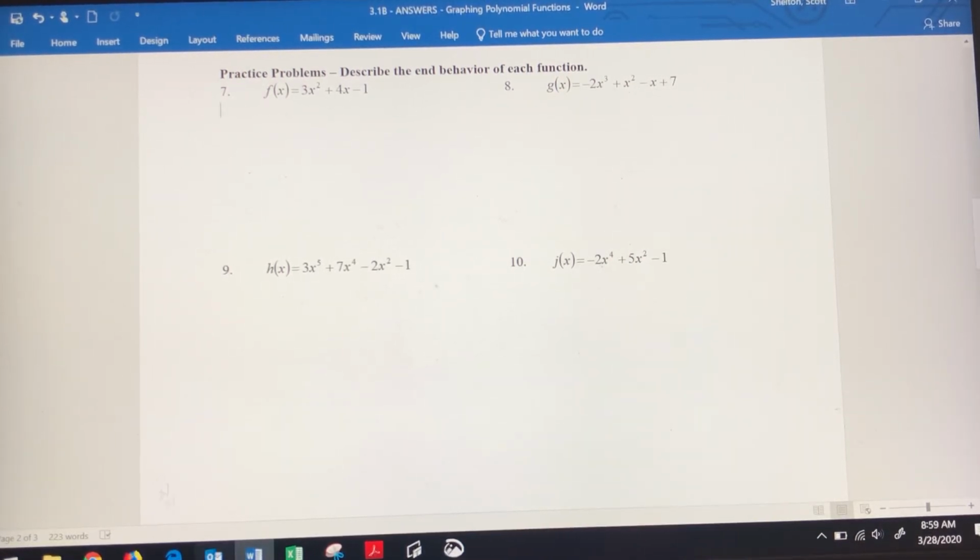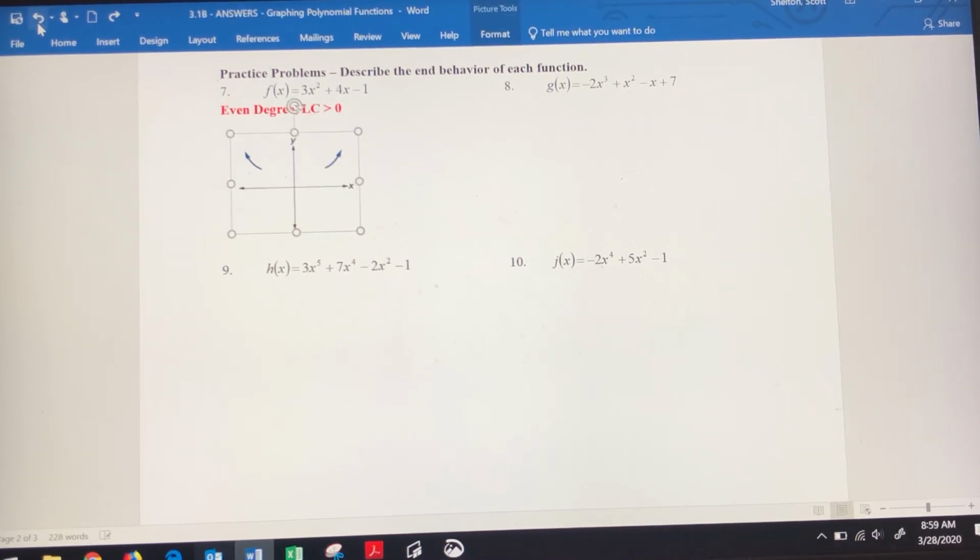All right, hopefully you've tried those, hopefully you had some success. With practice problem number 7 here, we've got an even degree polynomial function with a positive leading coefficient. So the end behavior should look like this. In number 8, we've got an odd degree polynomial function with a negative leading coefficient. So the end behavior should look like this.